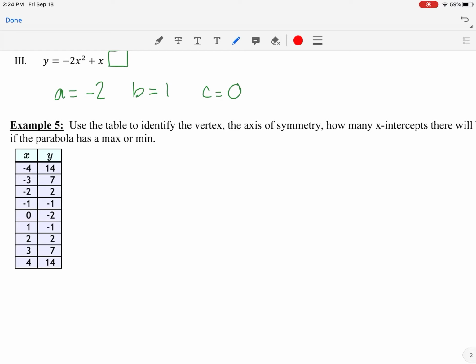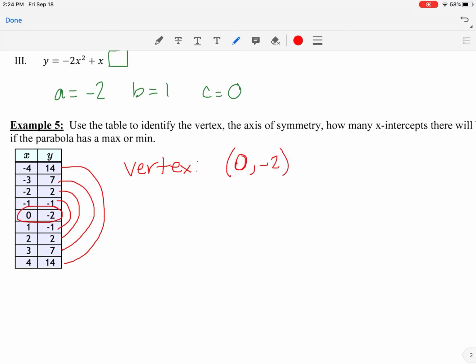So first we need to identify the vertex. And remember, the vertex and the axis of symmetry is kind of where everything is centered around. So if you notice on the y values, we have like 14 and 14. So those are matching. These are matching. These are matching. So it looks like it's all symmetric or centered around this point right here. So that is going to be our vertex. So our vertex is the point 0, -2. Our axis of symmetry is the line that runs straight through that point, so we're going to use the very same x value.